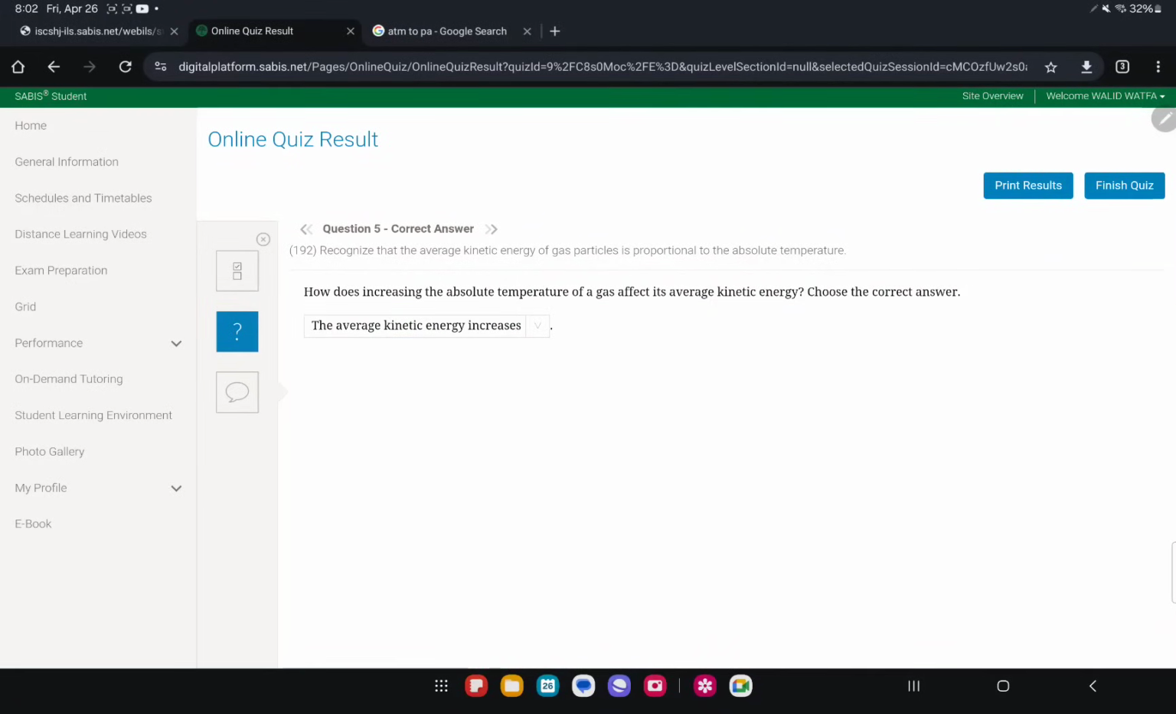Question 5. How does increasing the absolute temperature of a gas affect its kinetic energy? Obviously, if you increase temperature, then the kinetic energy increases. Remember that kinetic energy is proportional to temperature in Kelvin.